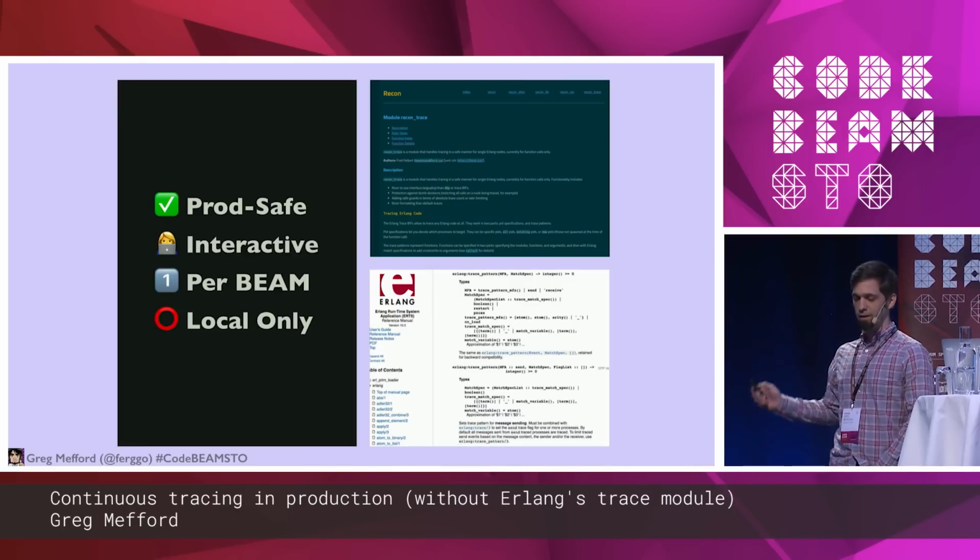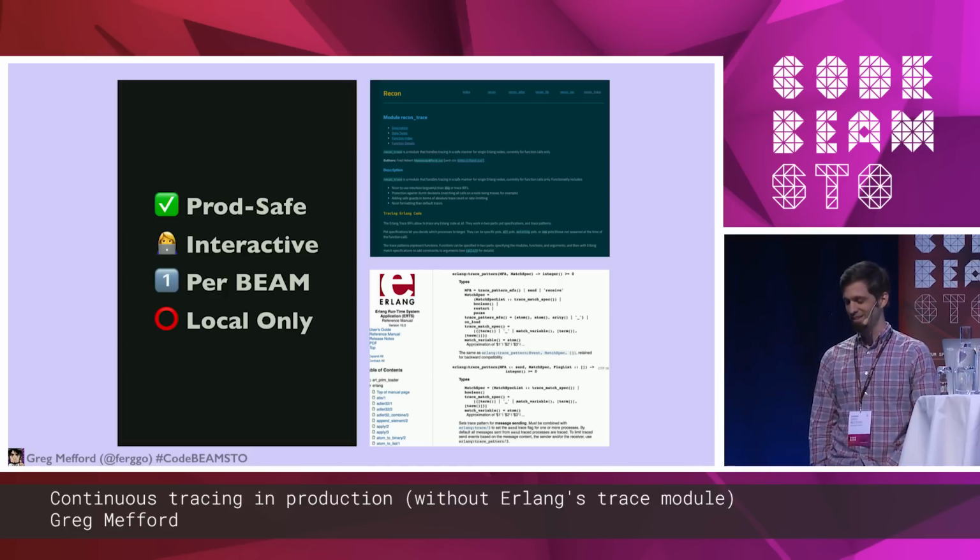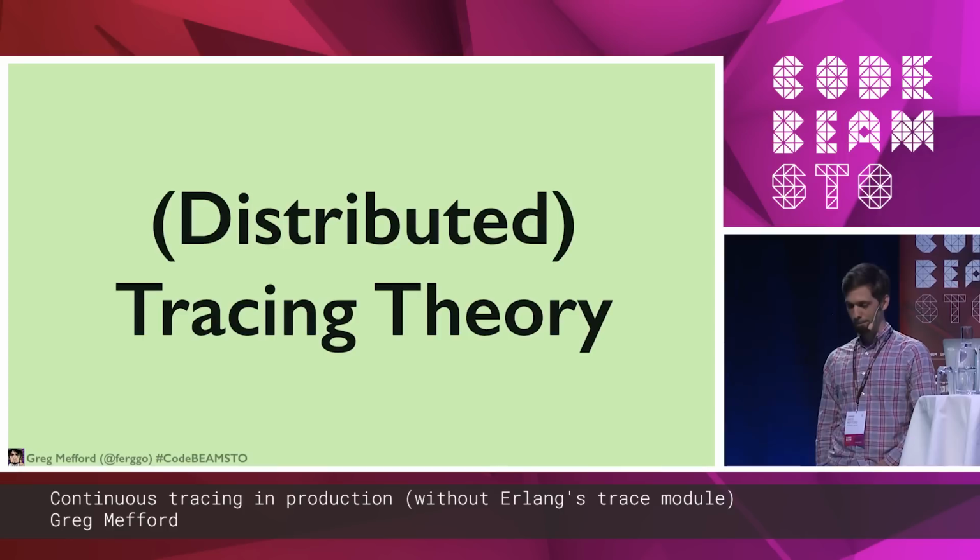So I didn't mention that this tracing is prod safe. It's not going to crash your BEAM unless you tell it to trace everything, which is probably a bad idea because your console will also be full of trace logs. It's designed for interactive use, and like I mentioned, only one per BEAM and only on the local BEAM tracing. So you'd have to do some fancy magic to collect traces across multiple instances.